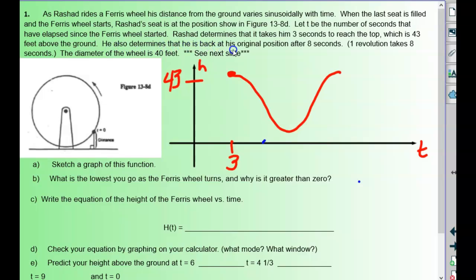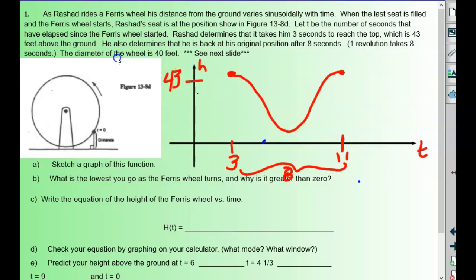He also determines that he is back in his original position after 8 seconds. Now, I don't know what his original position was, but what that's telling me is that he had done 1 revolution in 8 seconds. Okay, 1 revolution in 8 seconds. So when is the end right here? If it takes him 8 seconds to go around, this would be at 11, he's back at the top. Is everybody okay with that? 3 plus 8. And he's back at a height of 43.